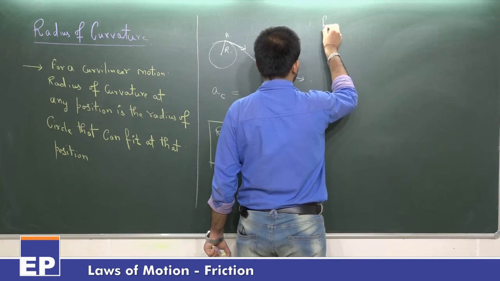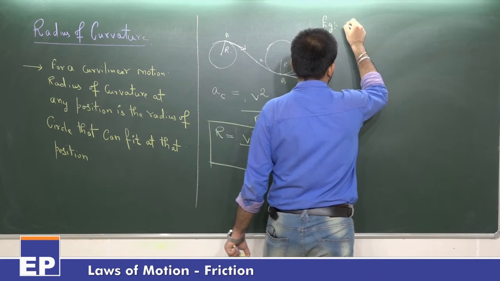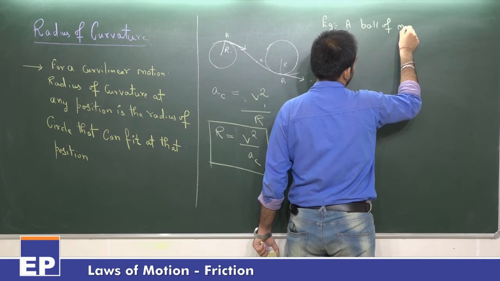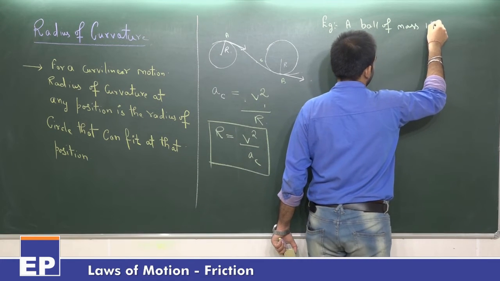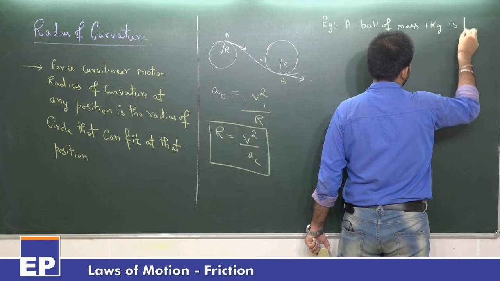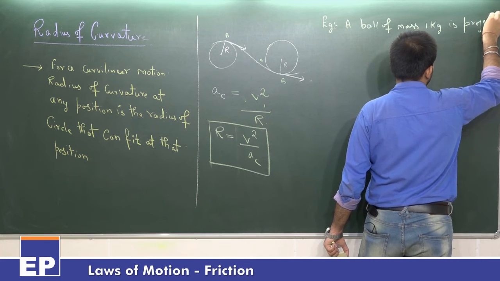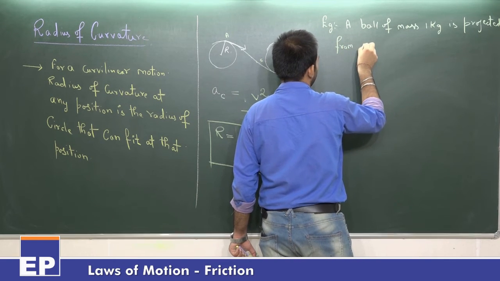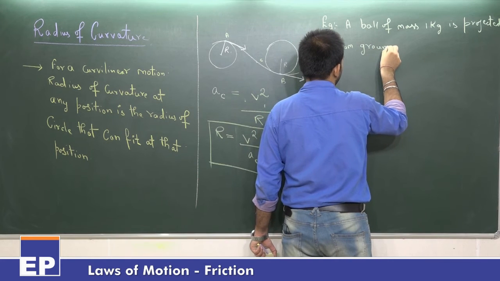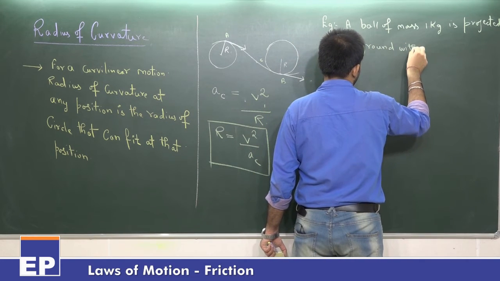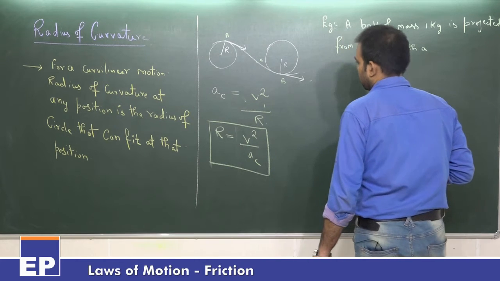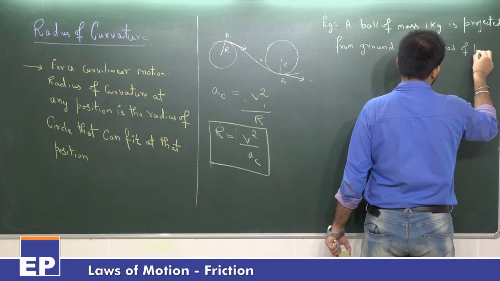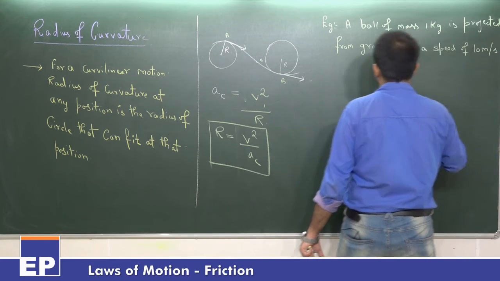Understand this with the help of an example. A body, a ball of mass 1 kg, is projected from ground with a speed of 10 meter per second at an angle 37.